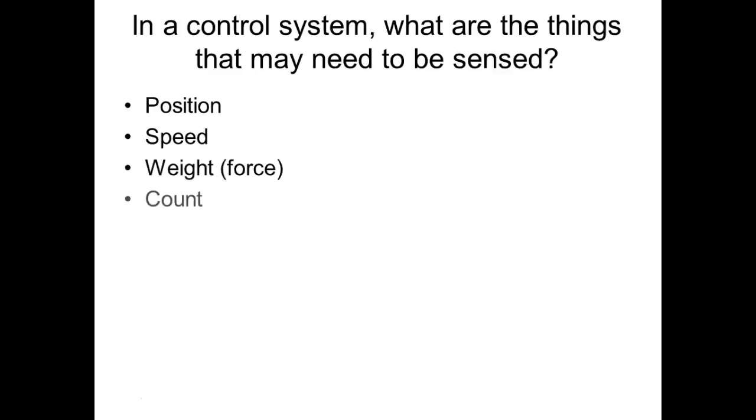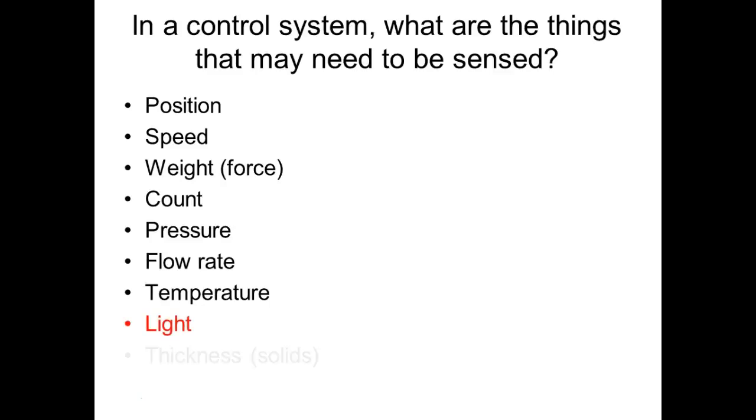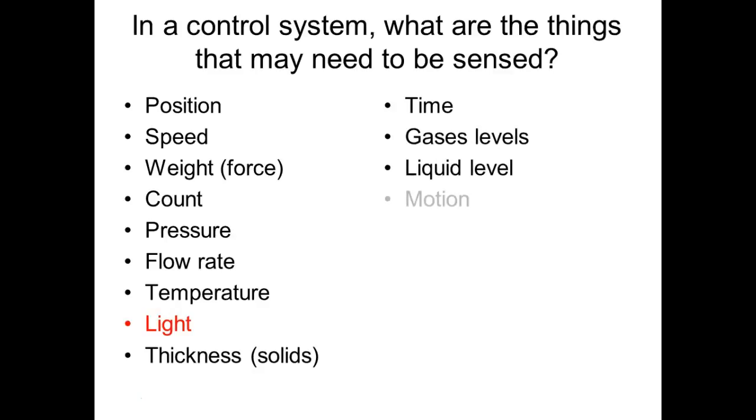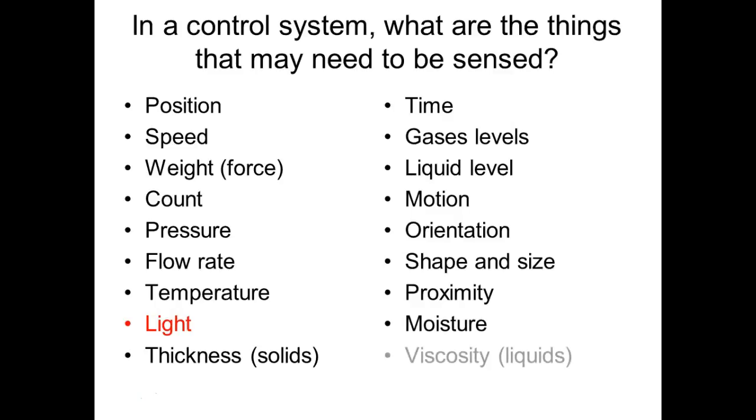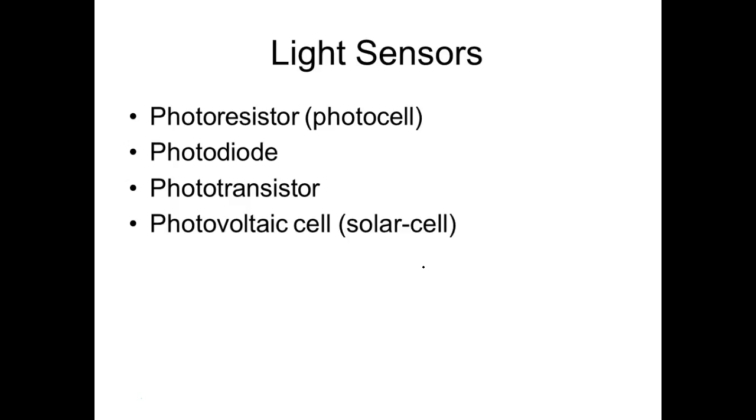So position, weight, speed, count, pressure, flow. We're going to look at our light sensors right now. Thickness, time, gases, liquids, motion, orientation, shape, size, proximity, moisture, or viscosity. These are different types of light sensors. Photoresistive, and what's going to happen is we're going to combine these.